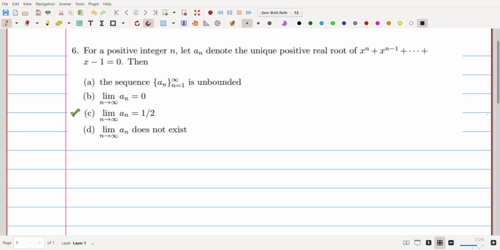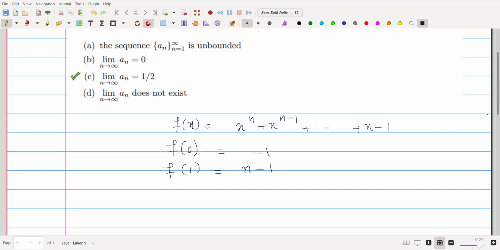So for a positive integer n, denote the unique positive real root of this equation x^n + x^(n-1) + ... + x - 1 = 0. So observe that, basically say f(x) = x^n + x^(n-1) + ... + x - 1. So f(0) is equal to -1 and f(1) is equal to n - 1.